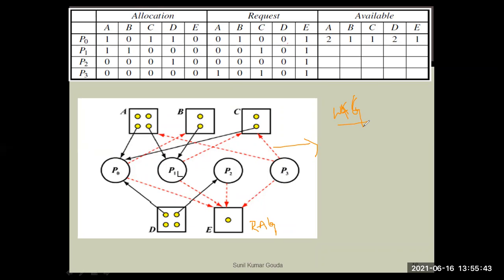There is no deadlock in the wait for graph. There is no cycle formation. So what can we conclude? If there is no cycle, I can say this graph does not hold any deadlock. Not just the graph, we can say the system does not have any deadlock.